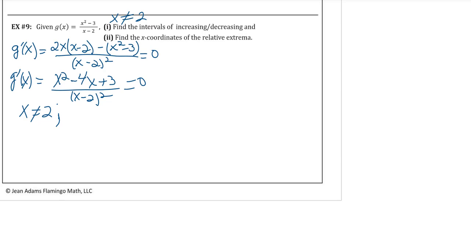And then when we factor the top, that factors into x minus 3 times x minus 1 equals 0. So my other 2 critical numbers are going to be 3 and 1. Okay, and then I'm going to do my sign chart, which I'll do up here.